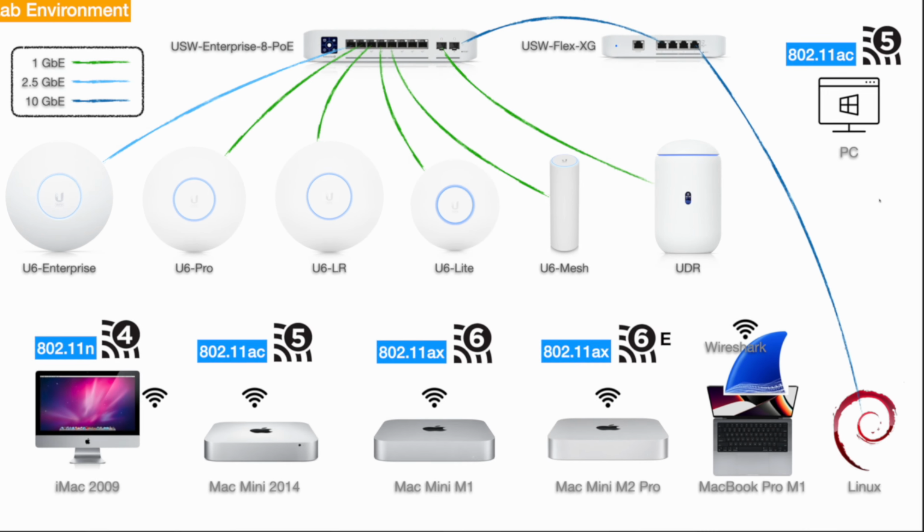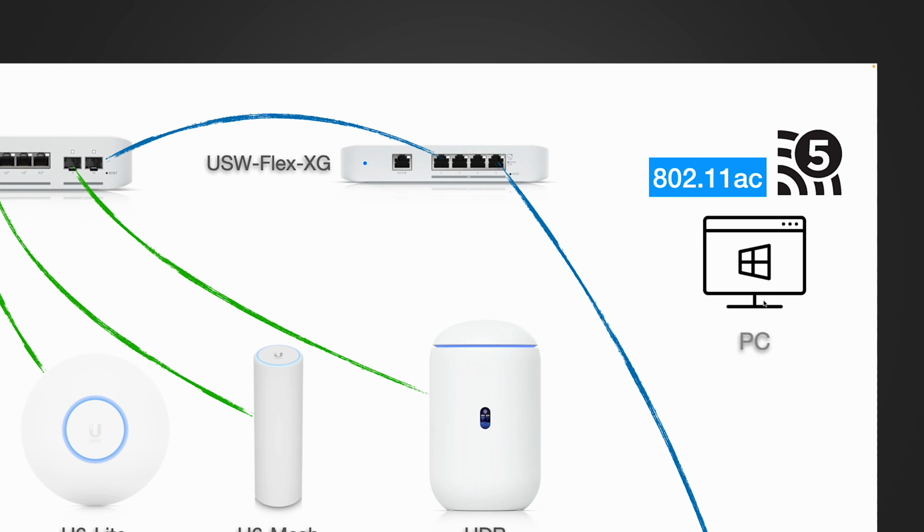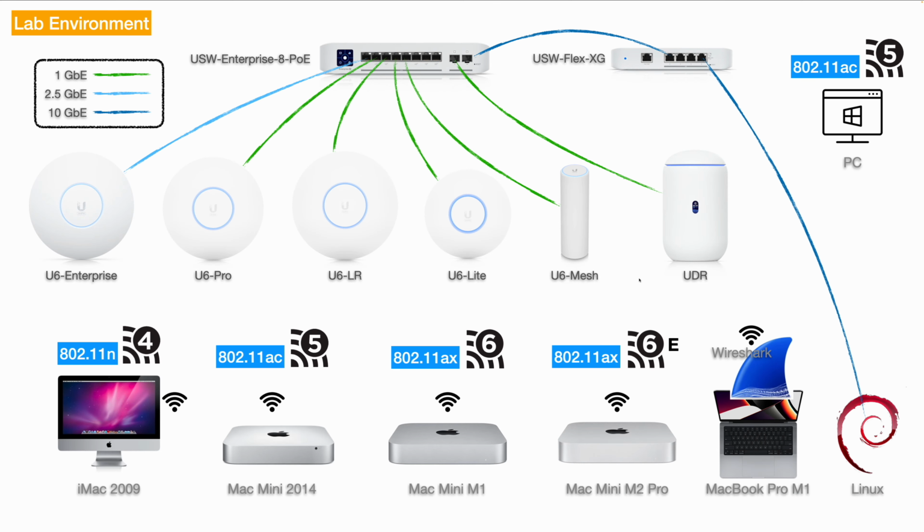I also have a PC here. In some special situations, the data rates are not supported by modern Macs, such as 40 MHz channel width in 2.4 GHz radio. Of course, in this particular video, not all the devices are required, but I'm going to use the same lab environment for future related videos as well.